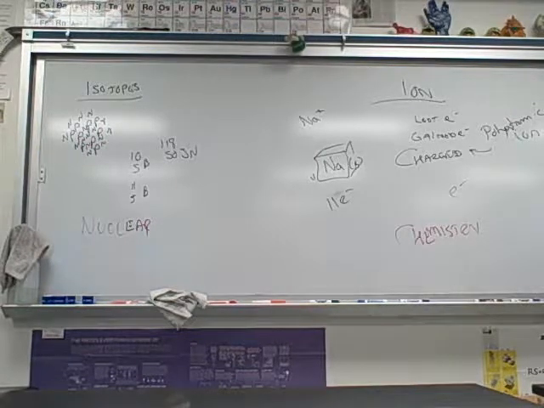See the difference? So isotope, you're talking about the nucleus. Ion, you're talking about whether you've gained or lost electrons. Good?